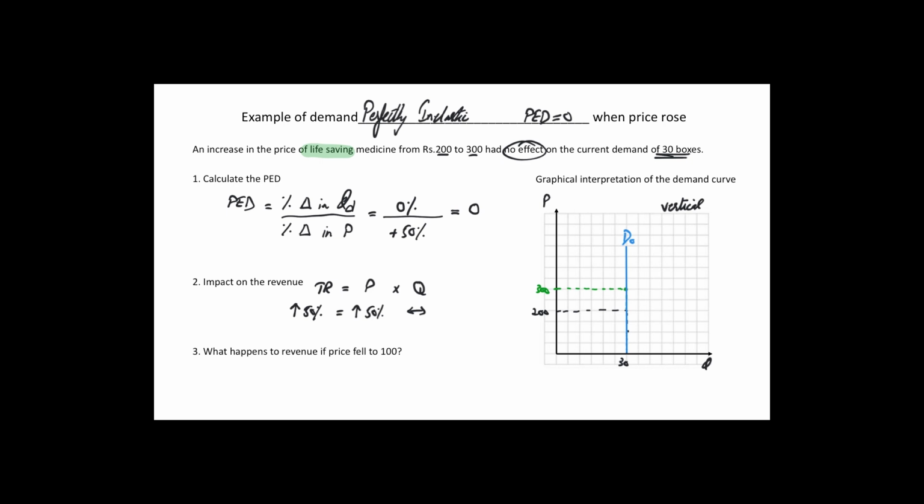In the graph, we can clearly see that your original revenue was this much. At 200, you were selling 30. That's your original revenue. And when you increase the price, your new revenue goes up by this much. So all you have is the gain, and gain by 50%, and no loss in the quantity.